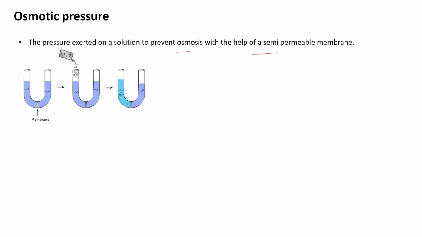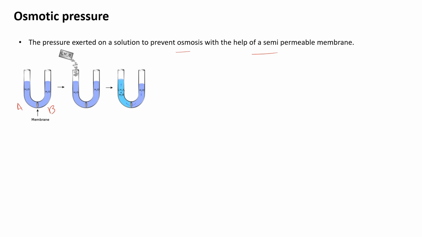It is the pressure applied to stop the process of osmosis through a semi-permeable membrane. So it is the pressure exerted to prevent osmosis through a semi-permeable membrane. Now here in this diagram, a U-shaped tube is present with a semi-permeable membrane, and in this tube water is already present. Now say this is side A, this is side B. In side A, what is added? Glucose is added. That means solute concentration. We are adding solute molecules.